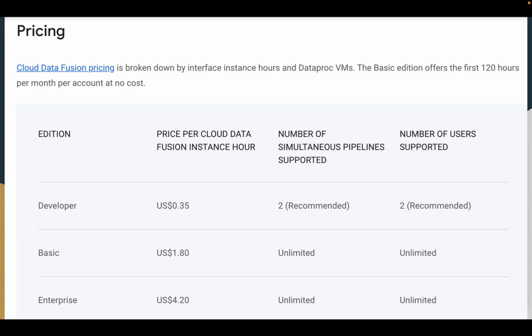Cloud Data Fusion pricing is broken down by interface instance hours and Dataproc VMs. The Basic edition offers the first 120 hours per month per account at no cost. There are three types of edition we have: Developer, Basic, and Enterprise. So this is the chart as per the Google Cloud documentation. You can see these things.